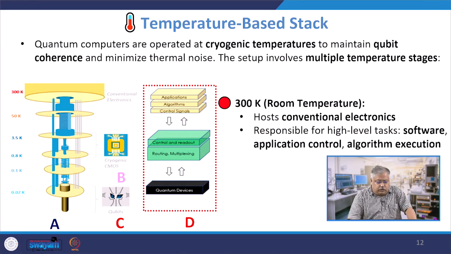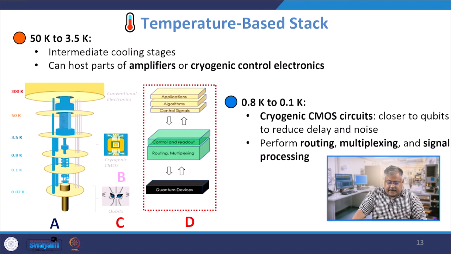Now, let's go. Look at the left hand side diagram, which is diagram number A. This gives you a temperature stack for a typical quantum computer, and 300 Kelvin is basically room temperature, and it hosts the conventional electronics, not the readout circuitry, but the conventional electronics, right. These are responsible for high level tasks, for example, application control, software and algorithm execution. All this takes place at this stack here, right. Let's look at the next stack, and this is 300 Kelvin which we say, this is the point which we are talking about, right.